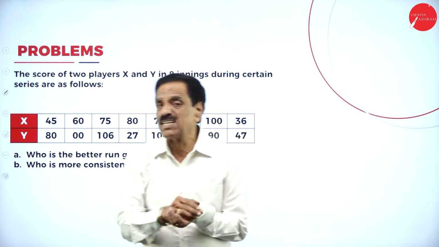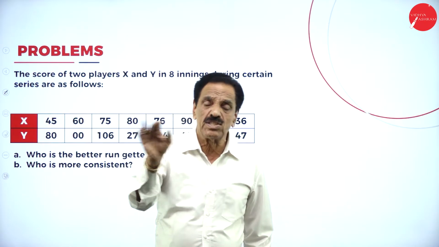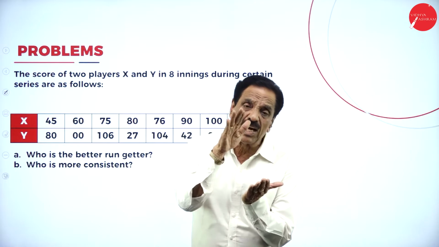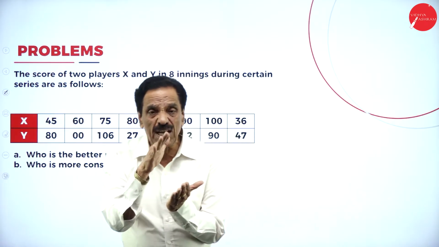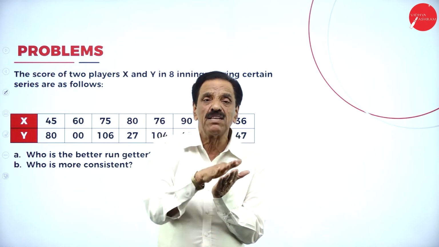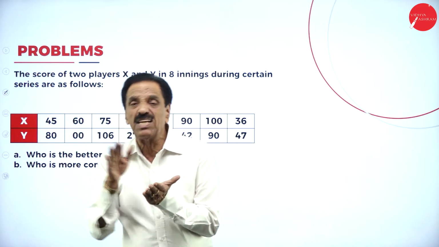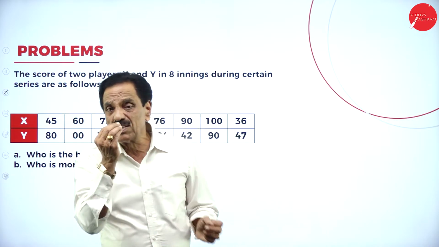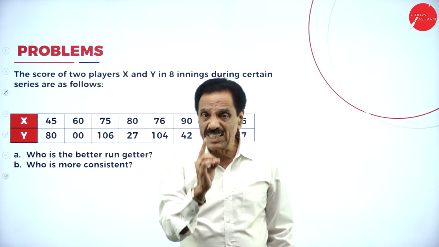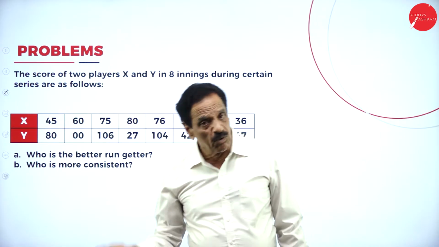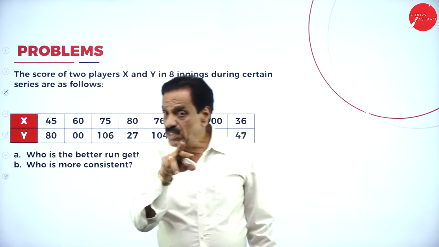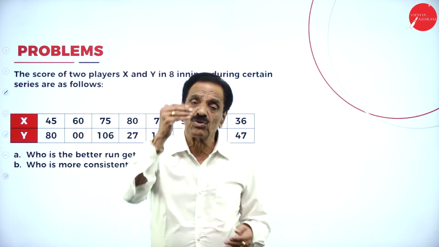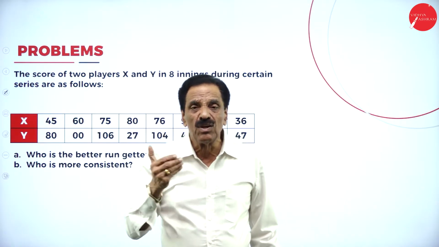In the last session, I told you coefficient of variation is equal to standard deviation divided by mean into 100. Here we are going to calculate the mean and the standard deviation, then apply the formula. What are the steps to follow? First, calculate the mean of both players and the standard deviation of the players, then apply the formula: coefficient of variation is equal to standard deviation divided by mean into 100.